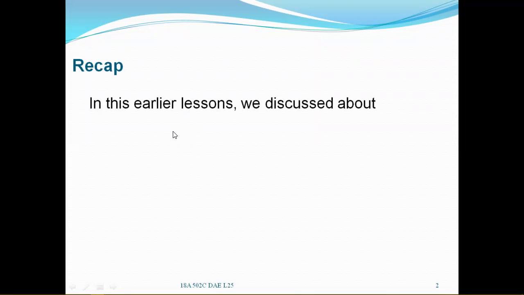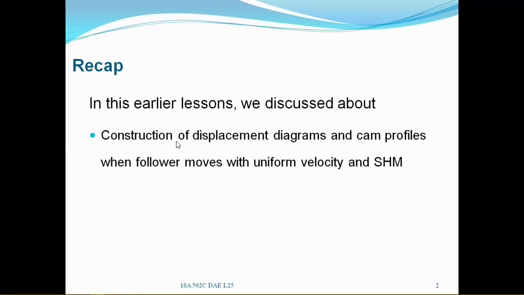Recap of the previous lessons. In the earlier lessons, we had discussed about the construction of displacement diagrams and cam profiles when the follower moves with both uniform velocity as well as simple harmonic motion.